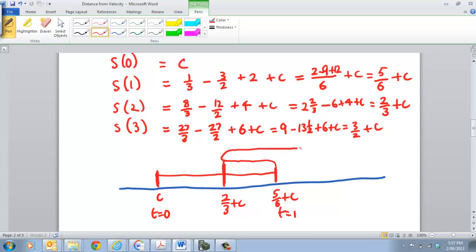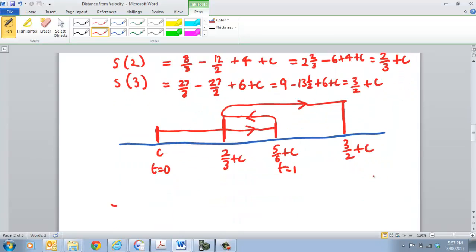And then it's going to change direction. So it's going in these directions here, and I'll keep going this direction, and at t equals 3 seconds, it's going to be at 3 on 2 plus C. Considering it's got plus C all the time, when we start looking at the actual distance travelled, we can really say that the total distance travelled is equal to the first bit, which is 5 on 6.